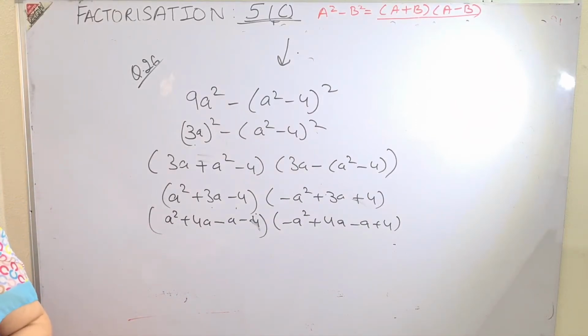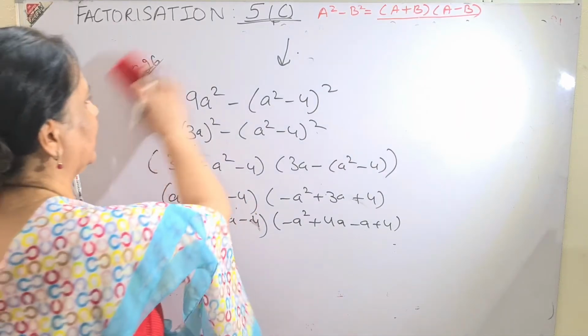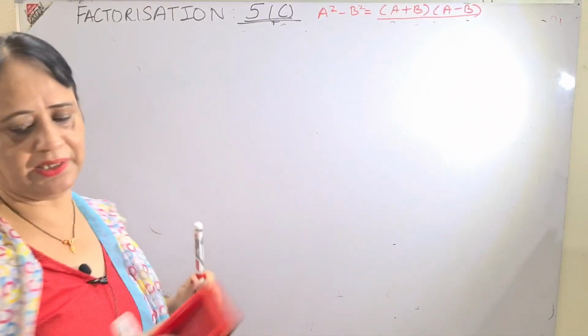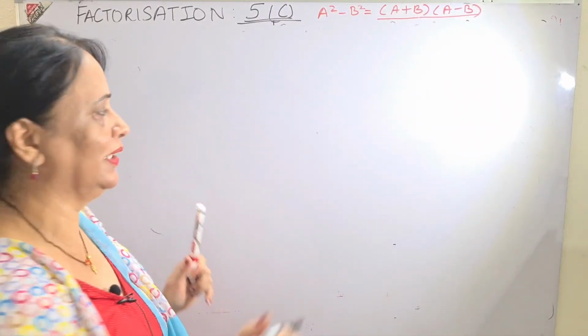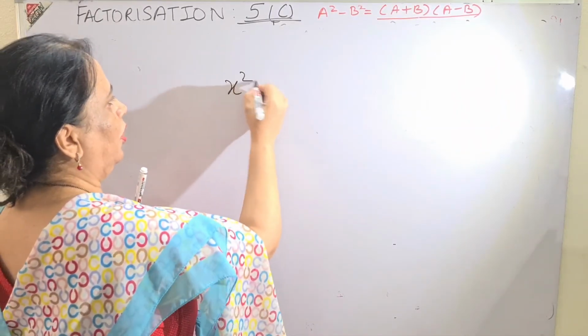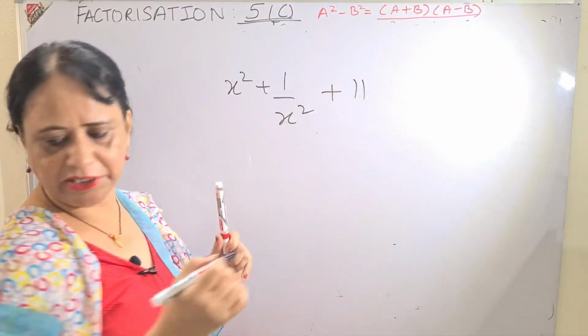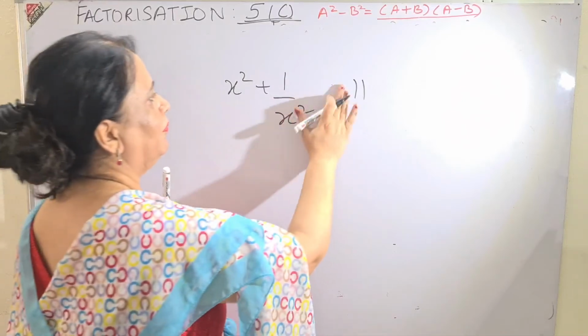Then moving to question number 27, again a very, very important sum, children. 27 sum, very important. This exercise is a little lengthy. I know this is lengthy, but you know all of the sums are of the same pattern. This is what I have got: x square plus 1 by x square minus 11.